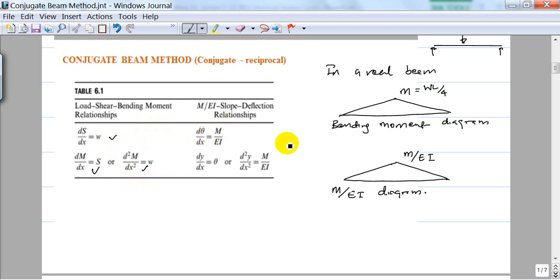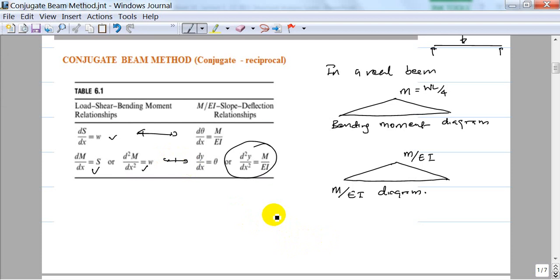Now if you look at your previous discussions about the double integration method, you have developed d2y by dx squared is equal to M over EI, and you have developed dy over dx is equal to theta, and d theta over dx is equal to M over EI. So you have already developed these, and you can compare them, like, okay, this looks like this, and these two look like this. When you compare these two, you get some idea.